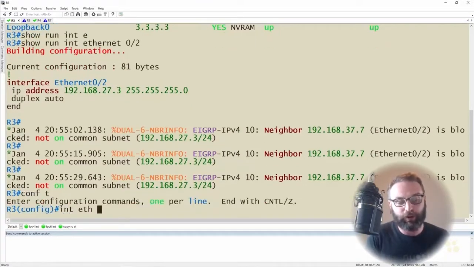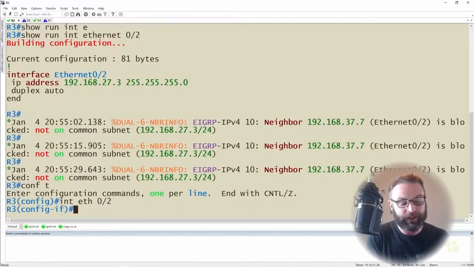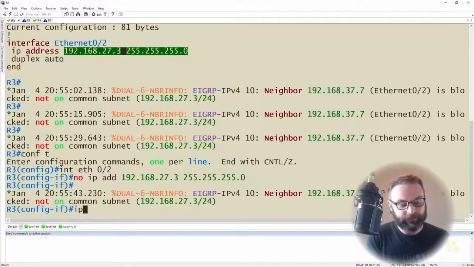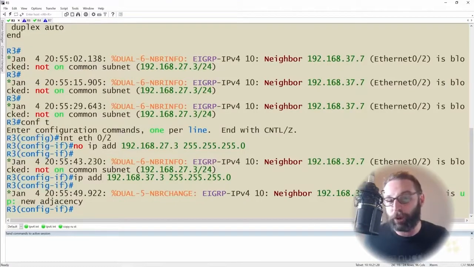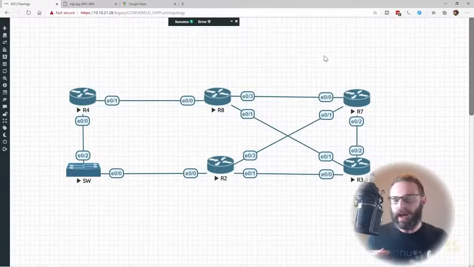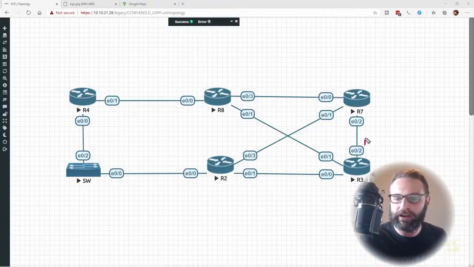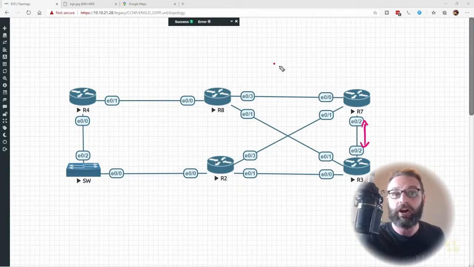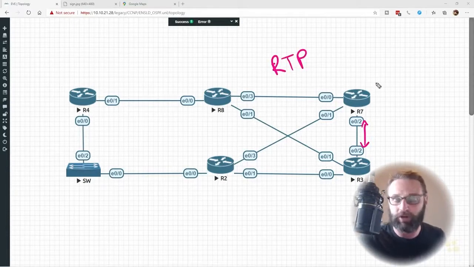So let's go into this real quick and fix it with Ethernet 0/2 and say no IP address. I'll copy it from above and paste it. I'll put the IP address in and paste it, but change this to be 37. And almost immediately we have a neighbor adjacency that comes to life. So how did this neighbor adjacency between router 3 and router 7 actually come to life is another big talking point about EIGRP and how it does reliable transmission of data and information using the Reliable Transport Protocol.